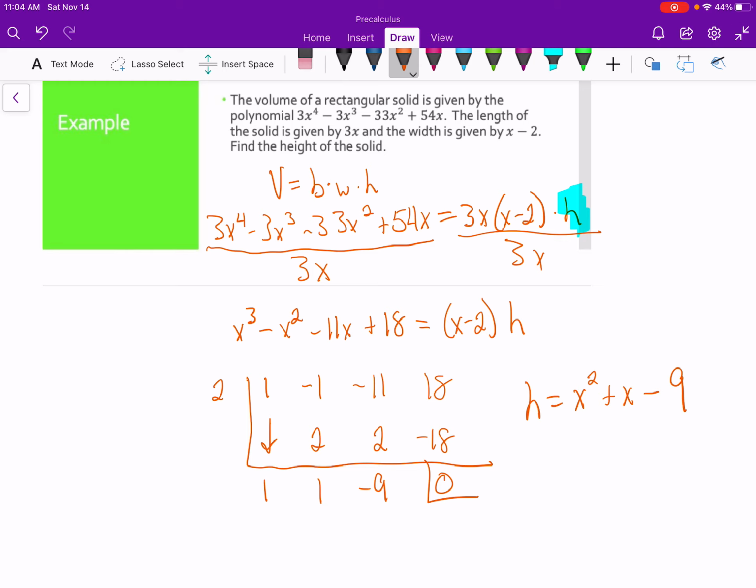You could also do this with long division if you wanted to, but synthetic division is usually faster and easier when we just have a term that's an x minus a number.